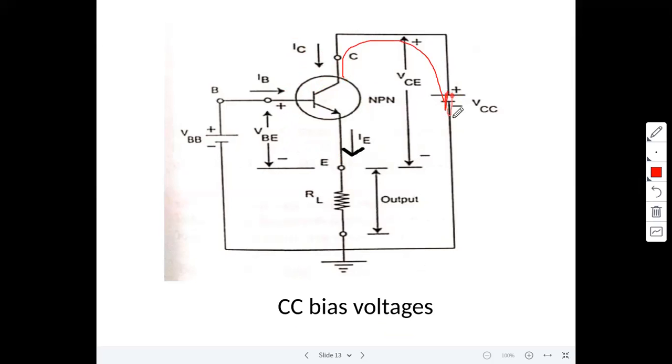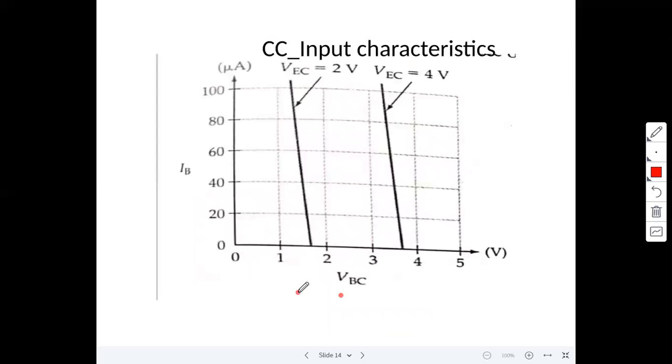Okay, with respect to AC, all DC voltages are short circuit. With respect to AC analysis, for amplifier analysis, the collector terminal is directly connected to the ground, so that we can say this is the CC configuration, not CE configuration. Now coming to the input characteristics, and remember here CC input characteristics are different from the remaining two characteristics.